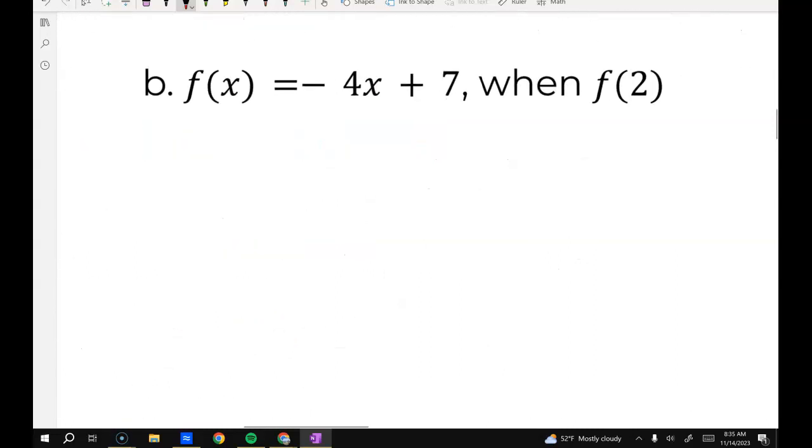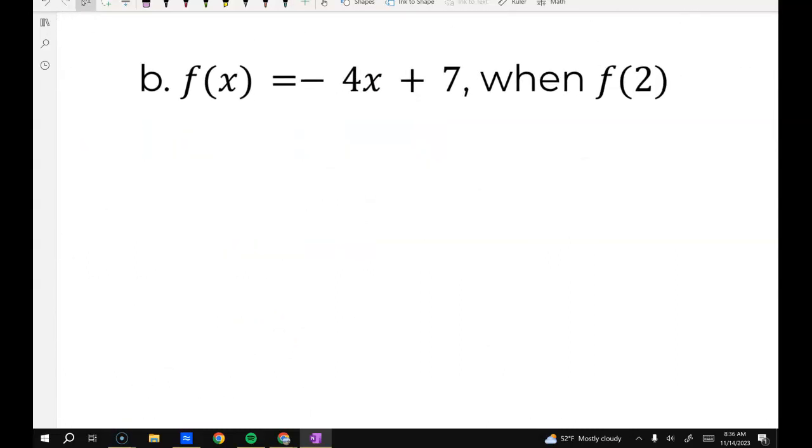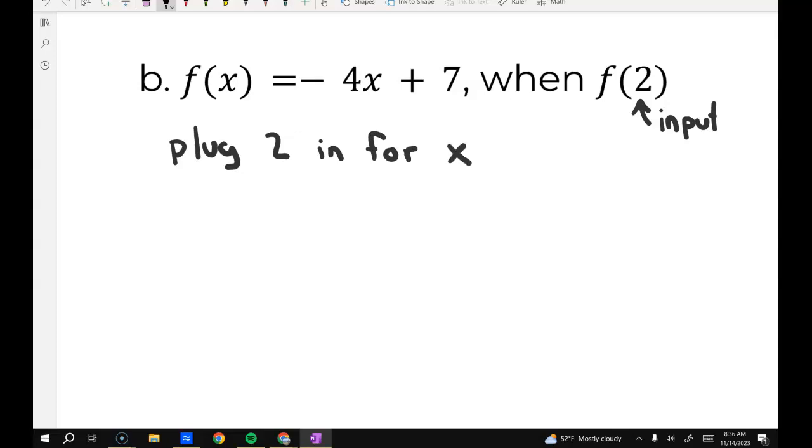We'll try this second example. We're evaluating now -4x plus 7 when f of 2. So again, 2 would be our input. That's what we're plugging in for x. So we can say plug 2 in for x. Again, it may seem silly to write down the steps.